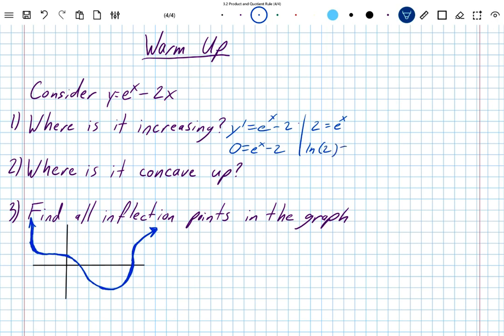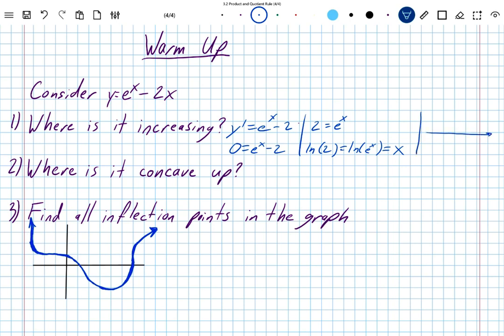Natural log of 2. If I do the same thing to the other side, natural log of e to the x. You definitely need to know this. Natural log and e to the x are inverses, so those undo each other. Thought of differently, my exponent rule says my x can come out front, and then natural log of e would be a 1. In any case, this is just going to be x. All right. Might be a refresher, but you need to know that. In other words, x is equal to natural log of 2.